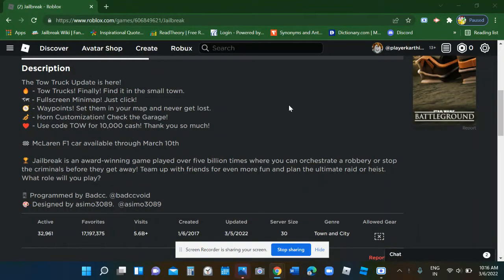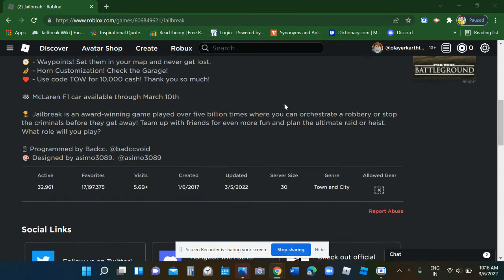Hi guys, so in today's video I'm gonna be talking about the McLaren F1 car. I'm gonna talk about the speed, should you buy it or not, and all that stuff.